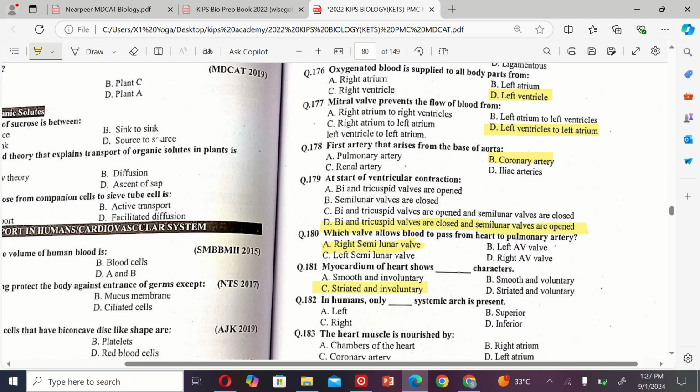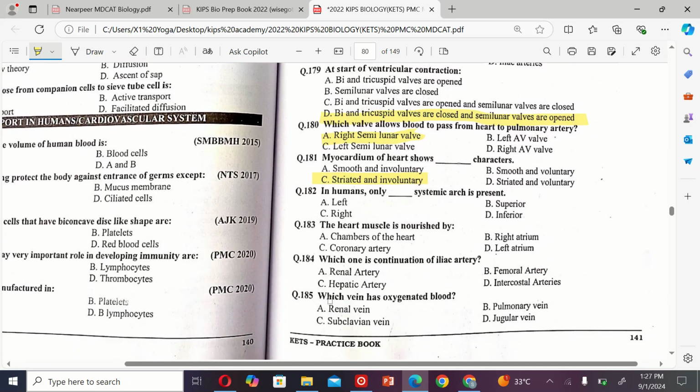The next MCQ is: in humans only dash systemic arch is present. A. Left. B. Superior. C. Right. And D. Inferior. So the correct option is A. Left.